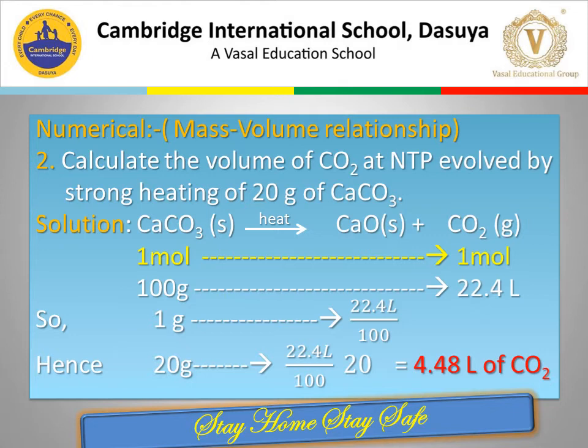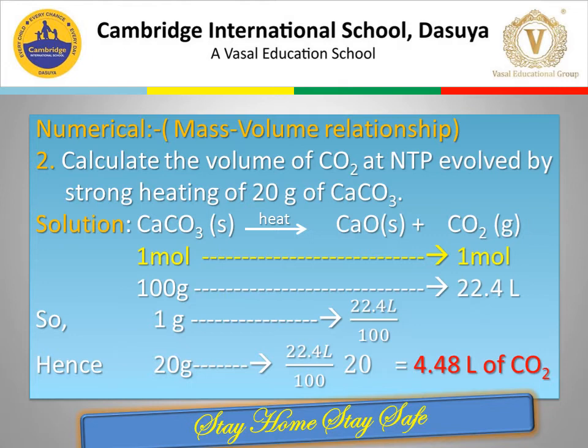First of all, we will require the balanced equation. We will write calcium carbonate on strong heating gives calcium oxide and carbon dioxide. So this is the balanced equation. 1 mole of calcium carbonate gives 1 mole of calcium oxide and 1 mole of carbon dioxide. But we have to draw a relationship between calcium carbonate and carbon dioxide, so we will take these two substances and see how they are related.